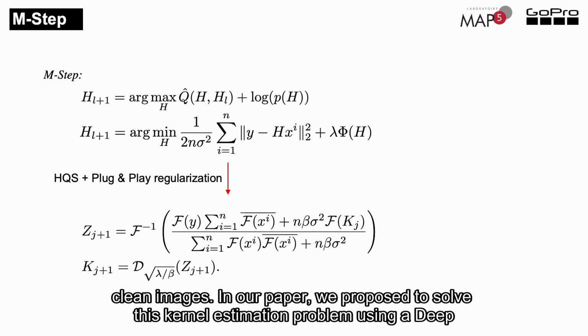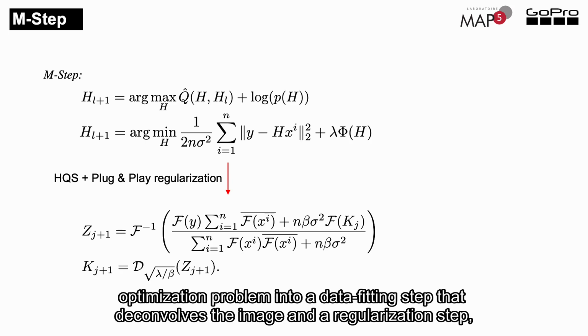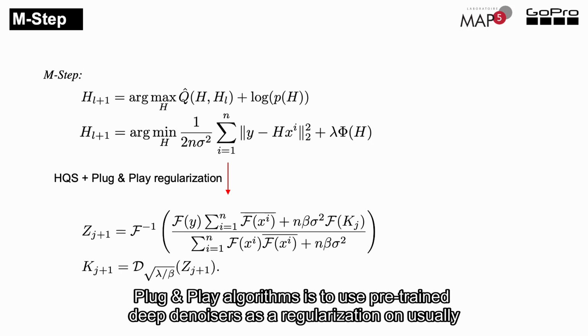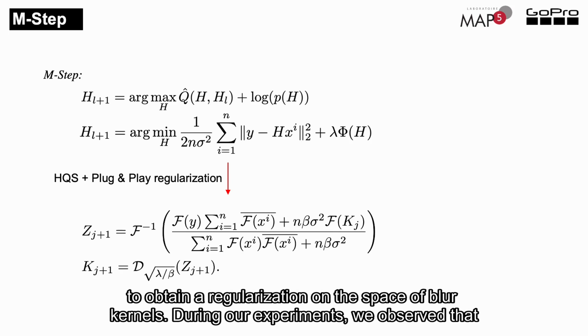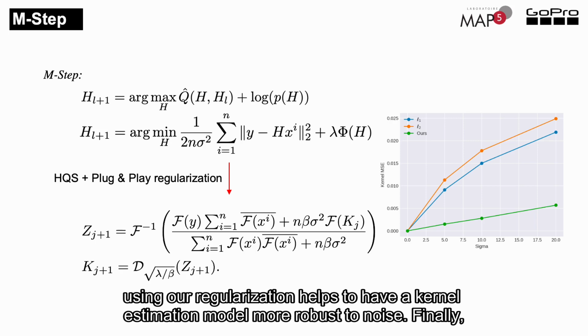In our paper, we propose to solve this kernel estimation problem using a deep plug-and-play version of half-quadratic splitting. Half-quadratic splitting algorithm splits the optimization problem into a data fitting step that deconvolves the image and a regularization step that removes the artifacts introduced during the deconvolution process. The idea behind plug-and-play algorithm is to use pre-trained deep denoisers as regularization, usually on the space of natural images. Here, we pre-train a Gaussian denoiser on the space of blur kernels to obtain a regularization on the space of blur kernels. During our experiments, we observed that using a regularization helps to have a kernel estimation model more robust to noise.